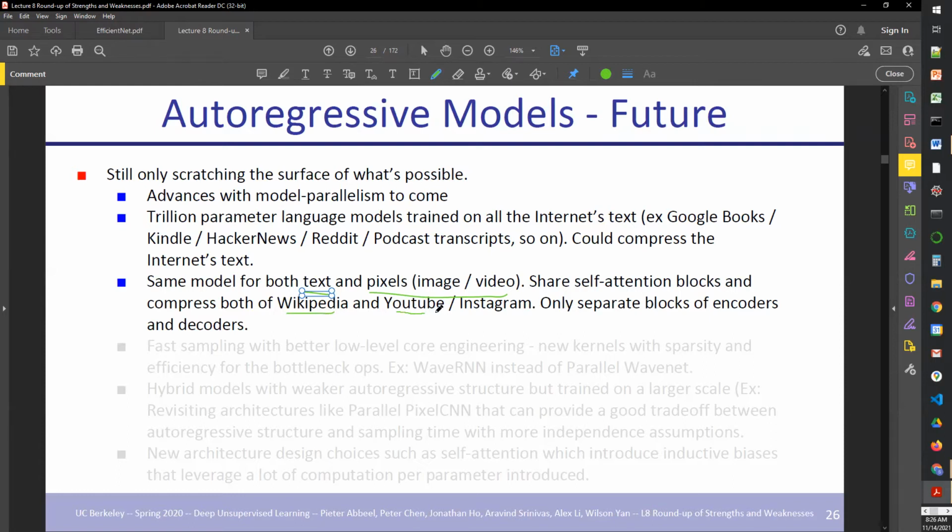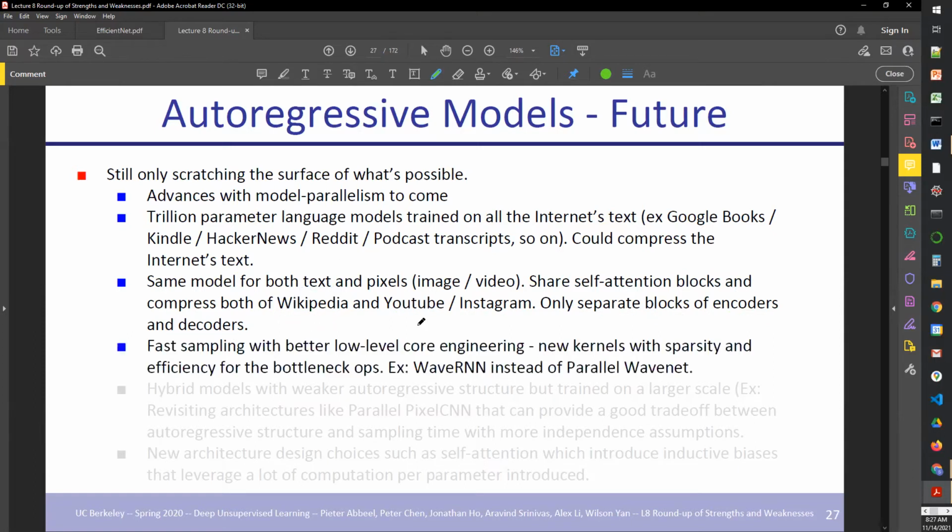And you can see both the power that such models would have, as well as the demand for compute and the complexity of the models, right? So in this case, all you would need in some sense are just separate blocks of encoders and decoders. And you could potentially think of having the same structure of the model, but having different component building blocks for dealing with the different domains.